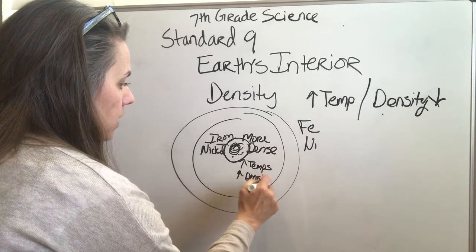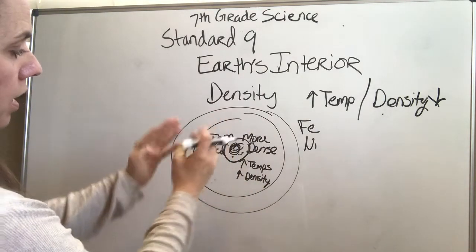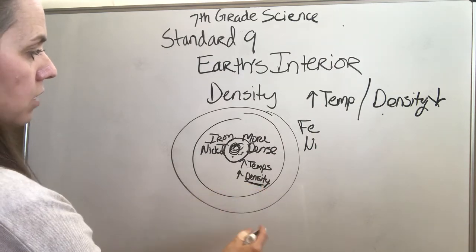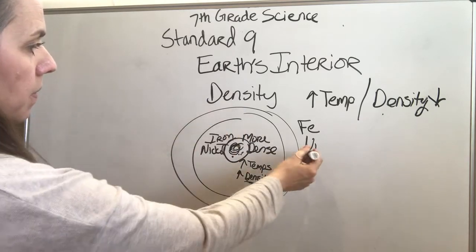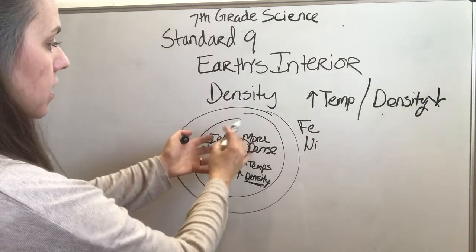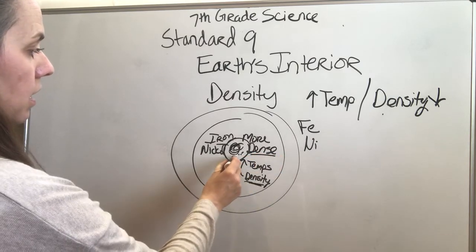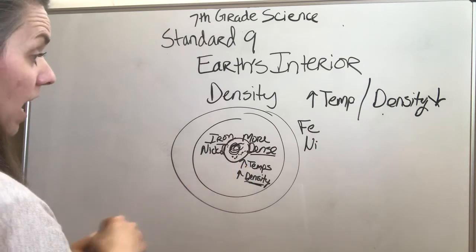And that is because the force of pressure is overcoming the force of density. And so it squishes all of these elements to the center, creating an amazing density, an increased density in the middle, and increased temperatures at the same time.